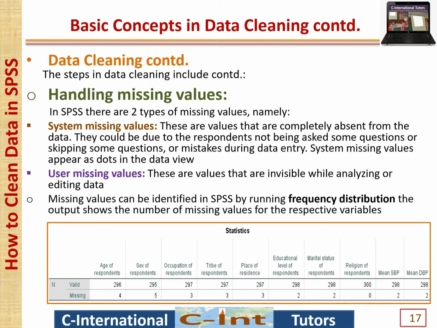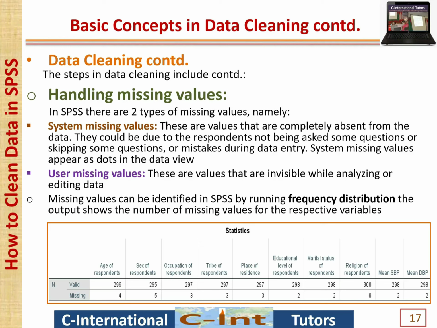In SPSS, there are two types of missing values. This includes system missing values, which are values that are completely absent from the data. They could be due to the respondent not being asked some questions, or skipping some questions, or mistakes during data entry. System missing values appear as dots in the data view, while user missing values are values that are invisible while analyzing or editing data, but they are not actually missing. Missing values can be identified in SPSS by running frequency distribution.